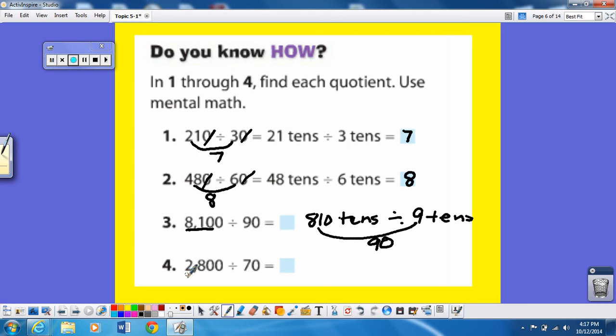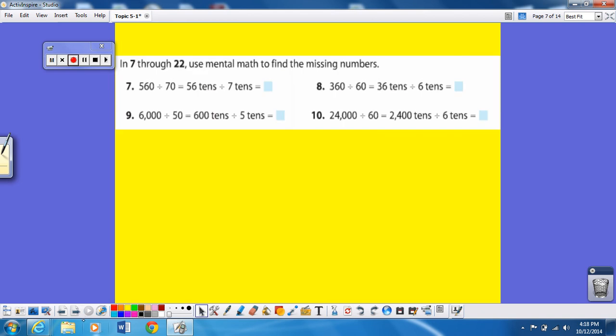Same thing here. 2,800 is the same thing as 280 tens divided by 7 tens. When you do your familiar problem, 28 divided by 7 is 4. There's nothing to cancel. So you bring that 0 over. Let's look here and make sure we're right. 28 divided by 7 is 4. This one cancels with this one, and it leaves us 1 0. So your answer is 40. Very simple if you break it down either way.